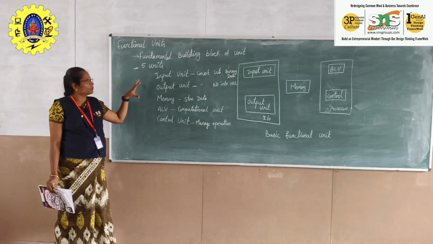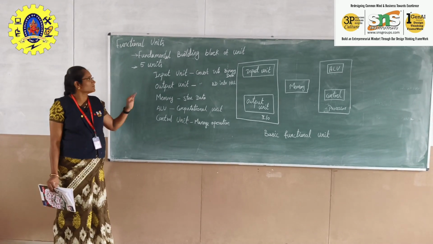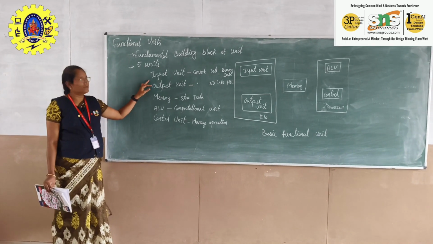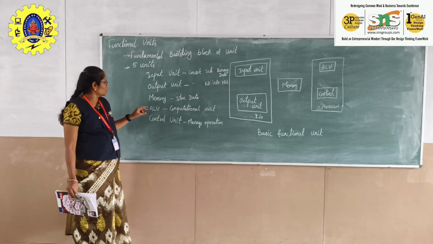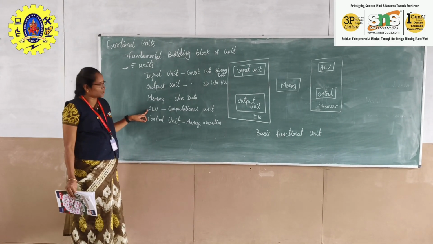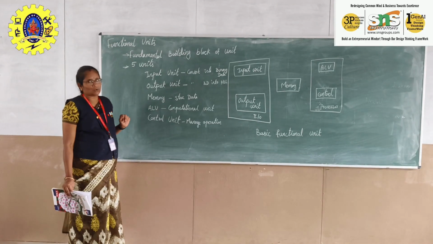There are five units available in computers. The first one is the input unit, the second one is the output unit, the third one is the memory unit, the fourth one is the arithmetic and logic unit, and the fifth one is the control unit.